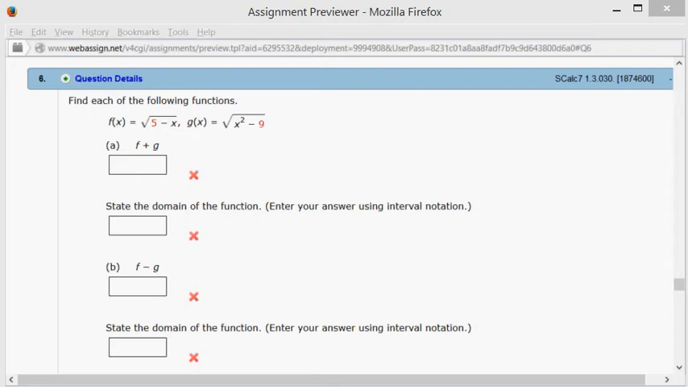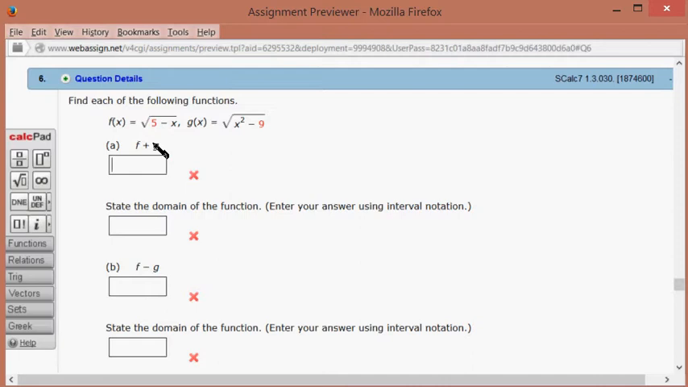Okay, let's look at homework 1.3, problem number 6. You have f of x, which is the square root of 5 minus x. g of x is the square root of x squared minus 9. We want to find f plus g, which is just the sum of these two functions.